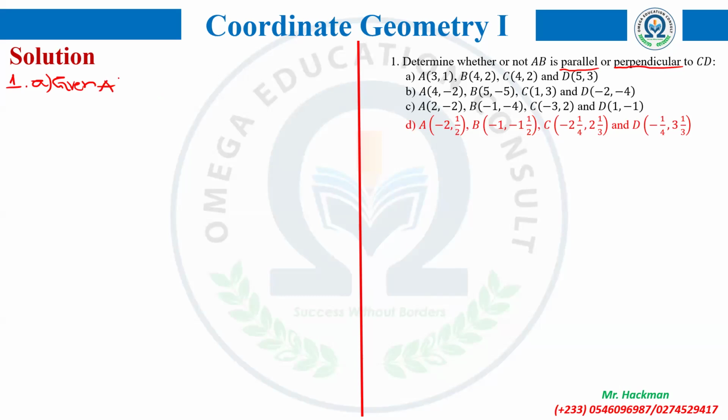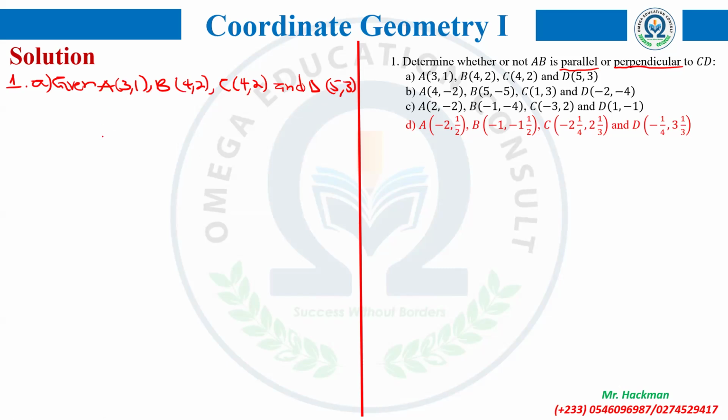So given the point A with the coordinates 3, 1. B with the coordinates 4, 2. C also with the coordinates 4, 2. And D, with the coordinates 5, 4, 3. So I've been able to manage for all my points to fit there. I believe you can see what I've written clearly. Yes, please. Okay, very good.